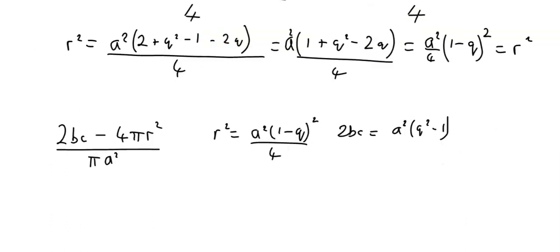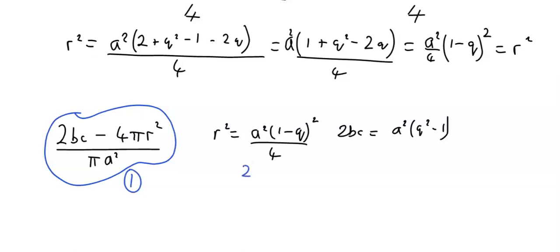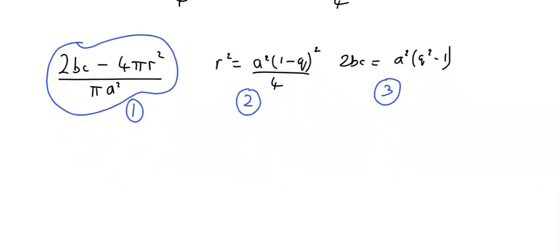And so if we remind ourselves of our task, we had to eliminate b, c and r from what I'm calling number 1. And a moment ago we obtained what I'm calling statement number 2, and before that we obtained statement number 3. So number 2 says r squared equals a squared times (1 minus q) squared all over 4. And statement number 3 says that 2bc is a squared times (q squared minus 1). And we're now going to put all that into statement number 1 and see if it gets us any closer to the truth.